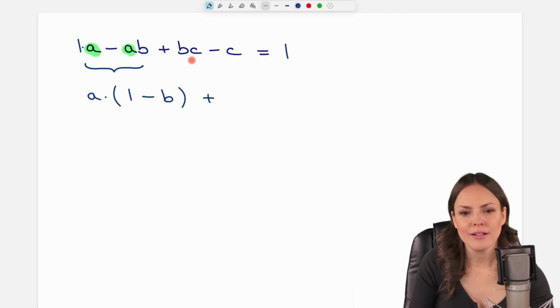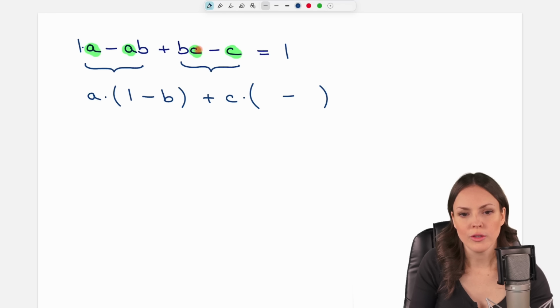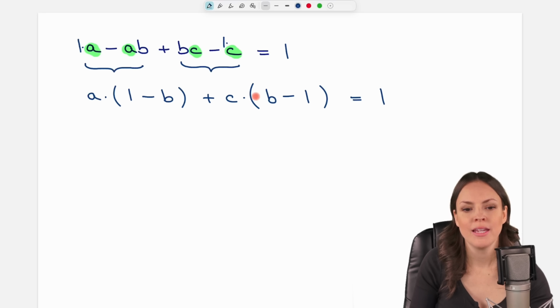And can we factor out something here as well? Yeah, we have a c in here and another c in here. So let's factor out the c of these two parts. What is left here in the parentheses? We have a minus here in between. Here, if we factor out the c, only the b is left. And here we have 1c. So if you factor out c, only the 1 is left. And on the other side, we still have our 1.